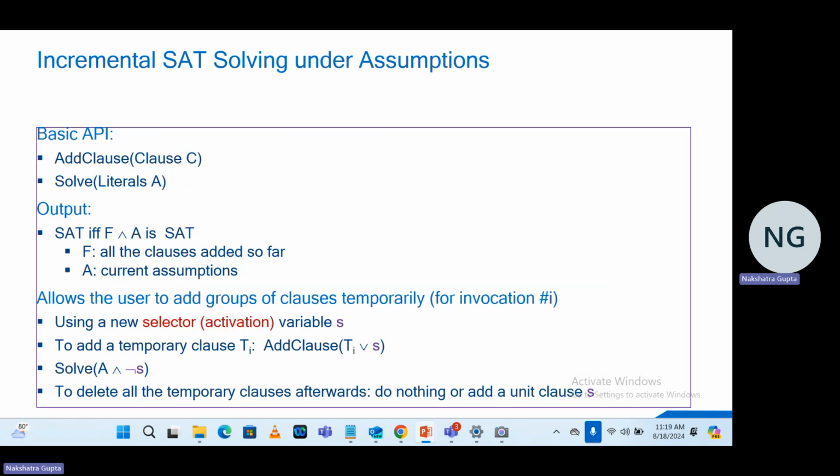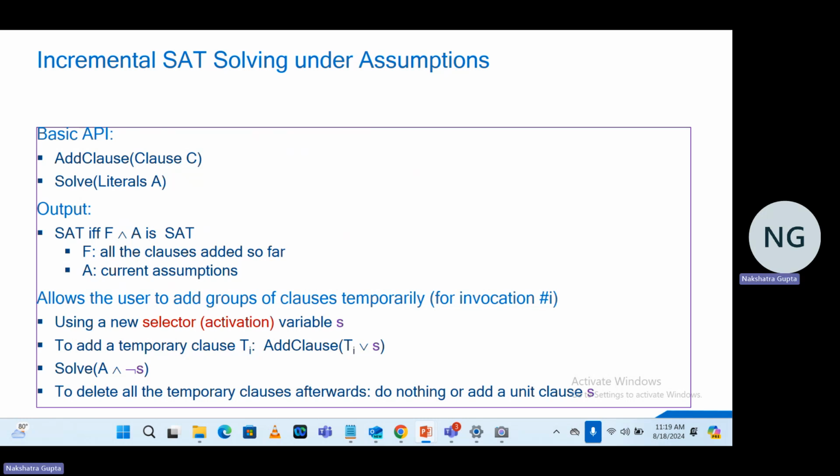So here is the API of the incremental SAT solver under assumption. The basic API goes as follows: you add a clause, and then you can solve it under the assumption provided by you. So that's quite simple, a very simple API. And the solver returns SAT if the conjunction of all the clauses provided so far and the current assumption is satisfiable. Otherwise, it answers UNSAT.